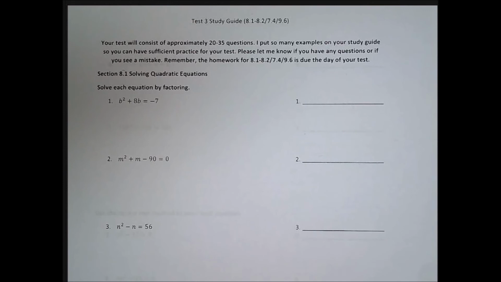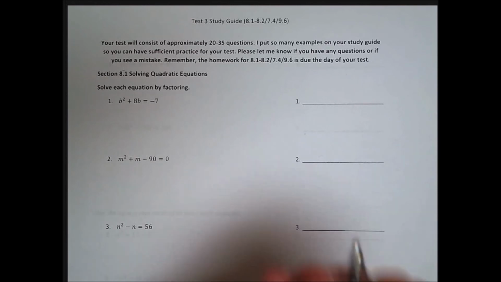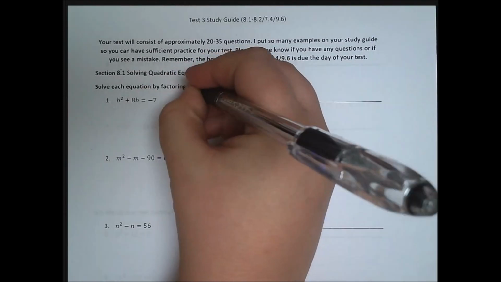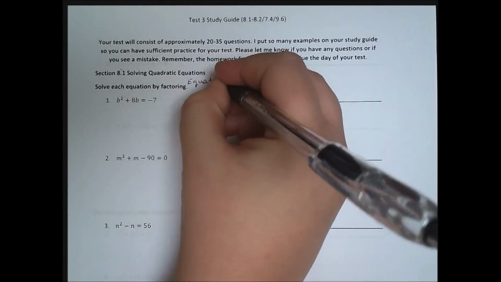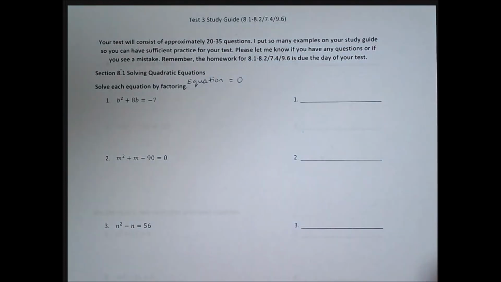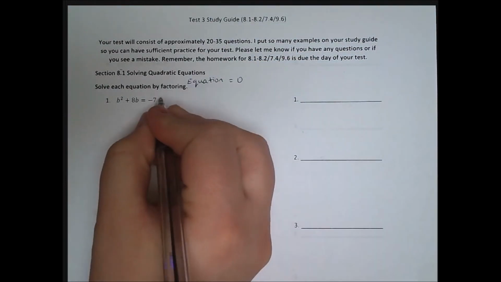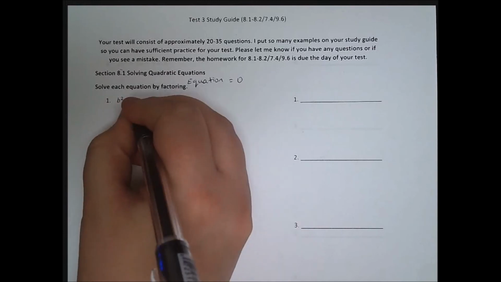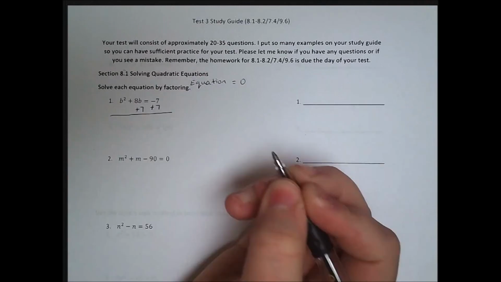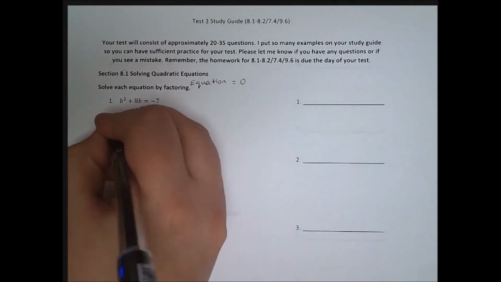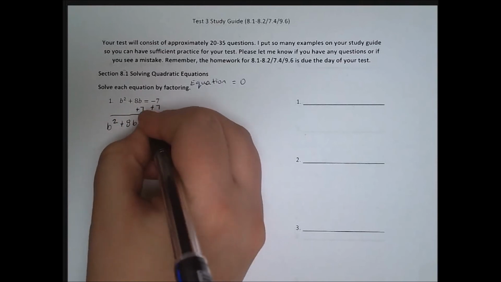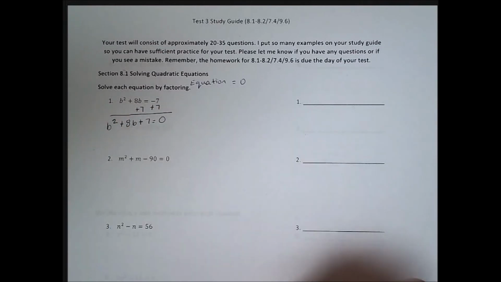So the directions state to solve each equation by factoring. Before we can do that, we have to have our entire equation equal to 0. Okay, so in order to do that, that -7 is in the way. So we're going to add 7 to both sides to give us b squared plus 8b plus 7 equals 0.